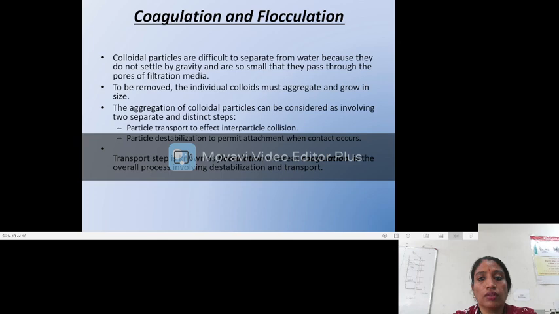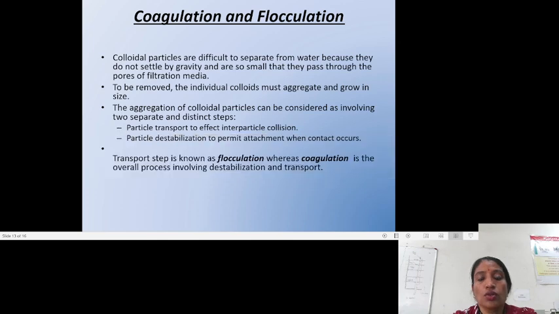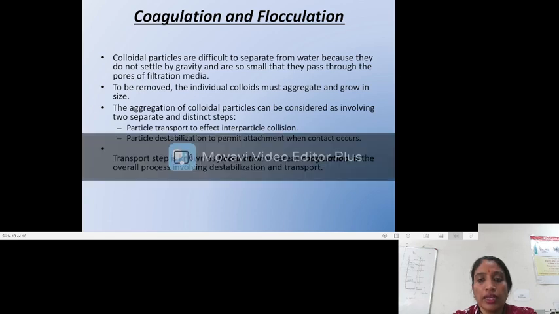So sedimentation won't occur. So for that, we have to add some coagulants, mix them with the water, and then flocculation will happen. Particles will aggregate and then increase in weight, and the sedimentation will occur.